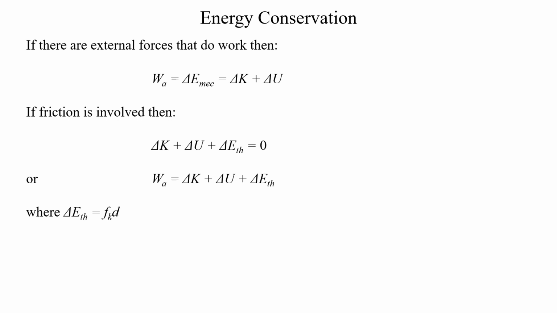Where again, the increase in thermal energy, the delta E thermal, is equal to the positive value of the work done by friction. Remember, friction does negative work on our system, which means that we'll have an increase in thermal energy equal to the positive value of the work done by friction.